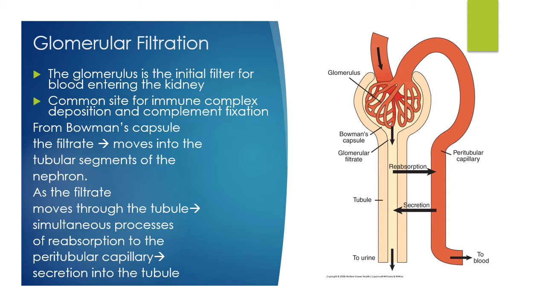So here we can see what's happening with glomerular filtration. The initial filter is the glomerulus for blood entering the kidney. And this is where we actually see immune complex deposition and complement fixation. So in some diseases, such as glomerulonephritis, there are immune complexes that form within the glomerulus, causing the inflammation and all the problems related to that. So from the Bowman's capsule, the filtrate moves into the tubular segments of the nephron, and as it moves through the tubule, it simultaneously reabsorbs and secretes, with reabsorption in the peritubular capillary and secretion in the tubule.